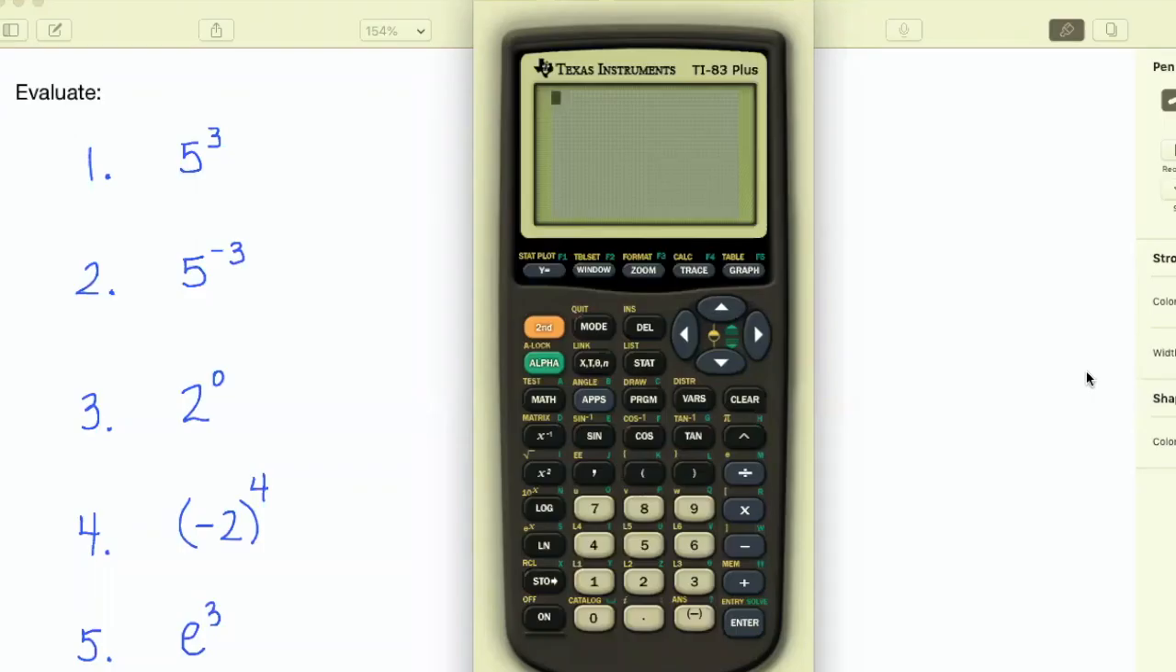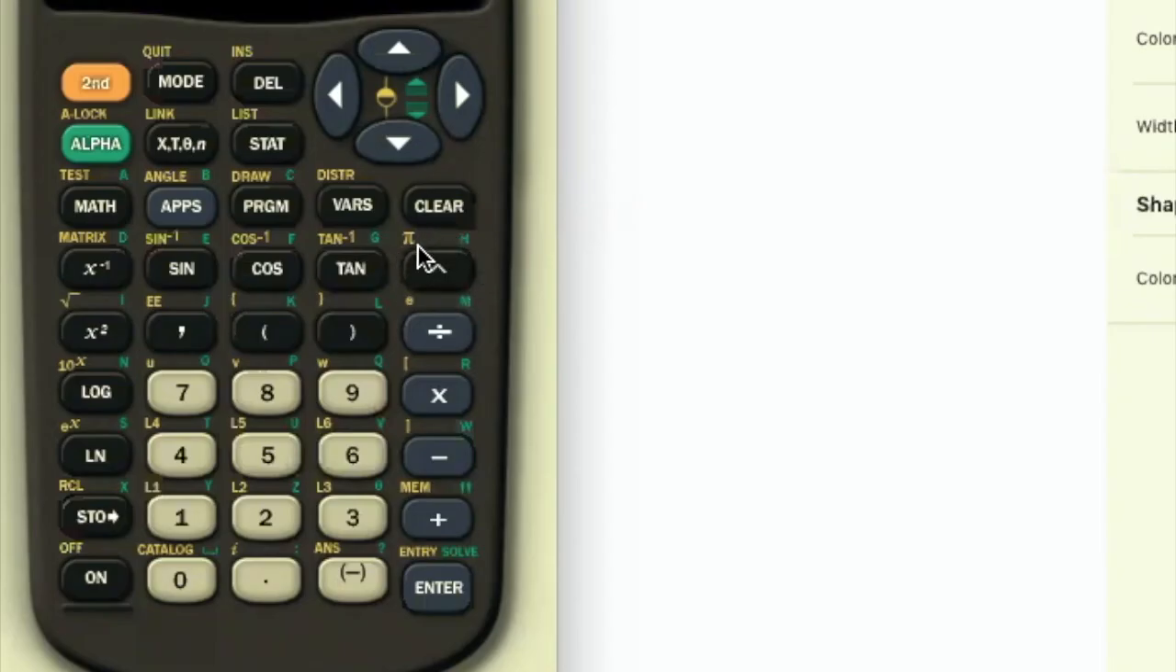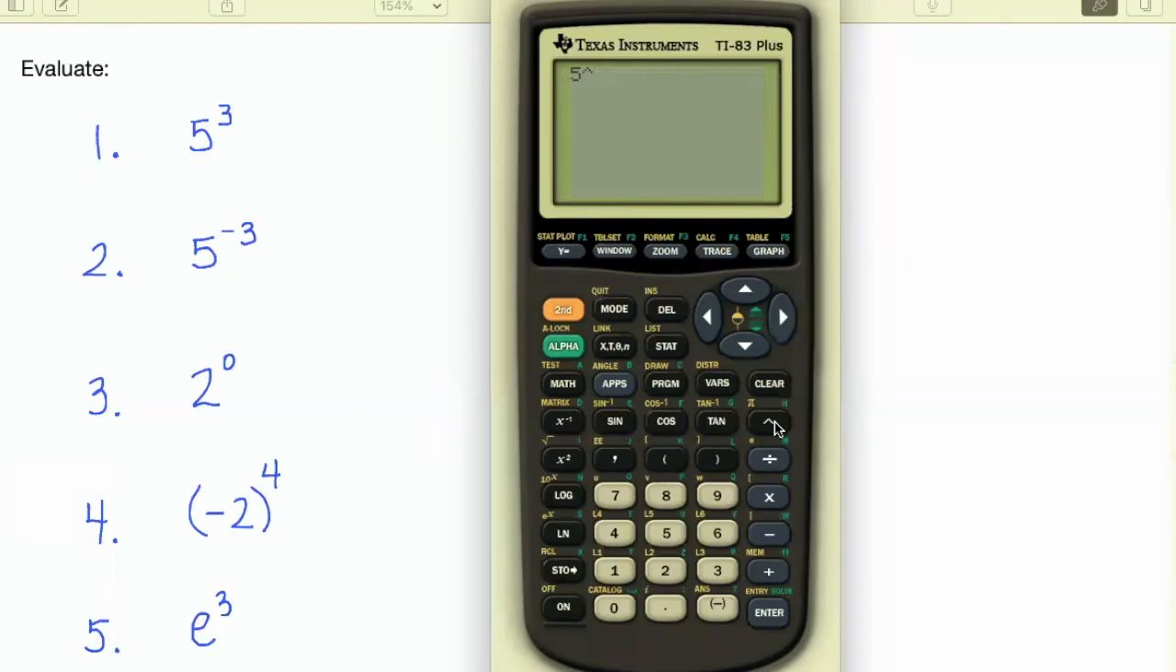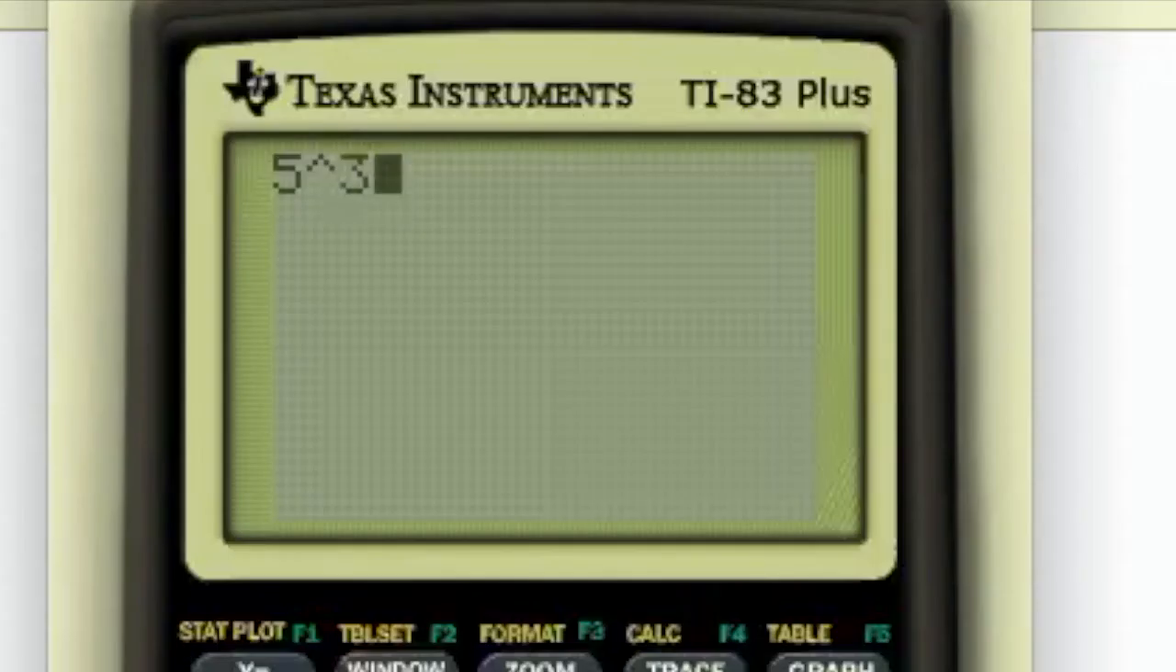All right, first, how to evaluate some basic exponential expressions on a calculator. Now, I've got a graphing calculator emulator, but this works with any scientific calculator. You do not need a graphing calculator. Whatever calculator you're using, you would begin by typing in the base. On this calculator, the caret key, this upward pointing arrow, is the exponent key. You'll either have that caret or a y to the x key. Put in the exponent, press enter, and there's your answer.